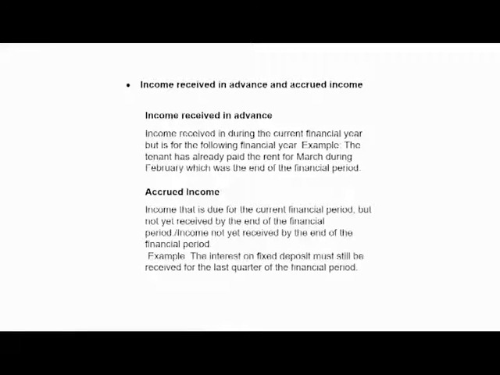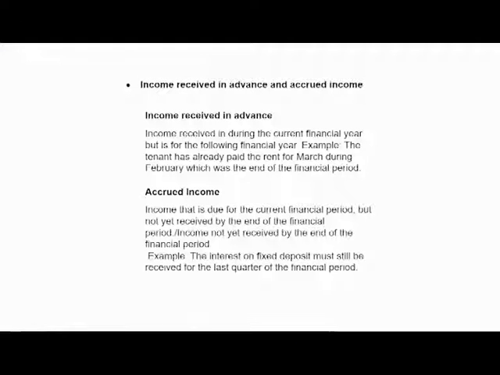Therefore, then we have income received in advance. This is whereby some of your customers decided to pay you in advance before receiving services rendered from you. Now you are owing your customers because they paid you, but you haven't done anything for them. So that is a liability. So income received in advance during the financial year, but it's for the following year. For example, the tenants have already paid their rent for March during February, which was the end of the financial year or period.